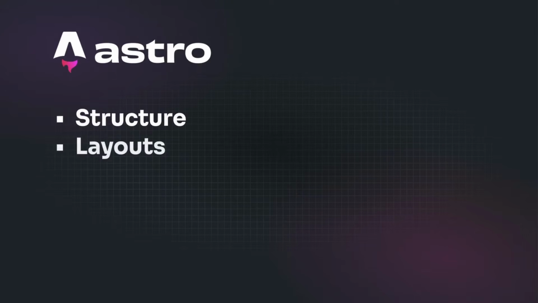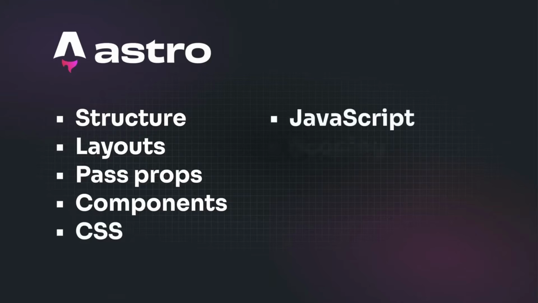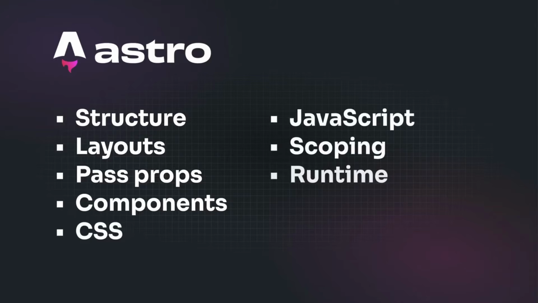We'll talk about the structure of an Astro project, how to use layouts, how to pass content between different components, how to build small components and kind of componentize your builds. We'll talk about CSS. We'll talk about JavaScript, about where stuff is scoped, where items are run, whether it's on the server or on the actual client. And I'll drop in a few other items as we go.